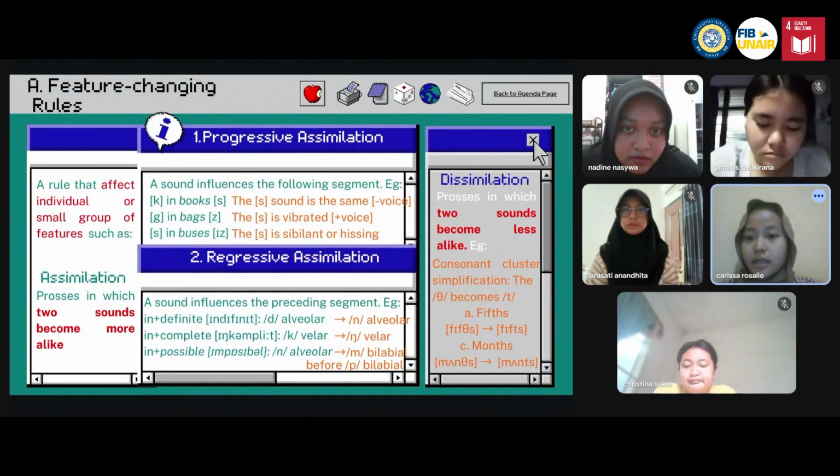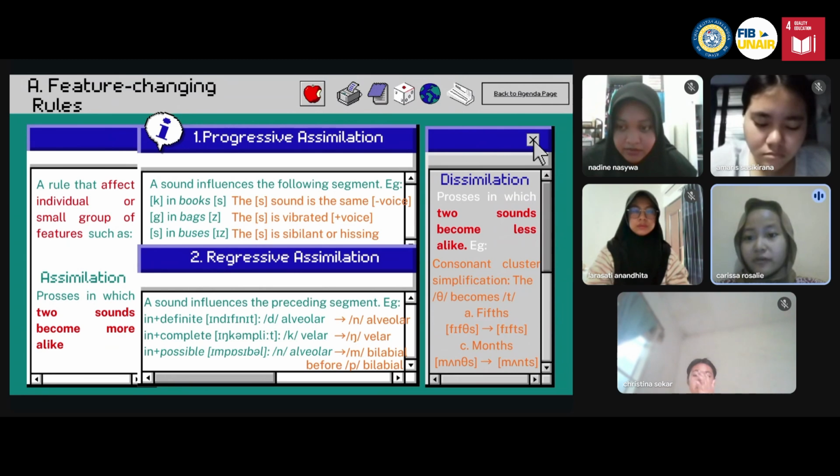Okay, so the first feature-changing rules that you need to know are assimilation and dissimilation. This rule affects individual or small groups of features, in which the assimilation part is a process in which 2 sounds become more alike. Assimilation has 2 different elements.